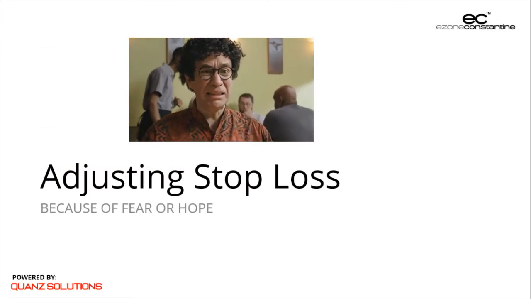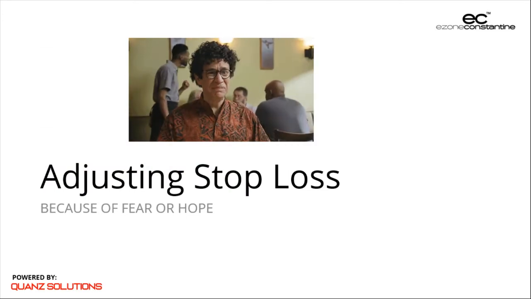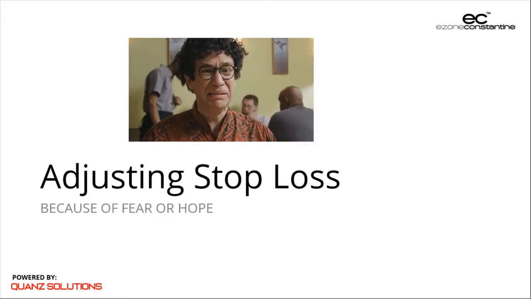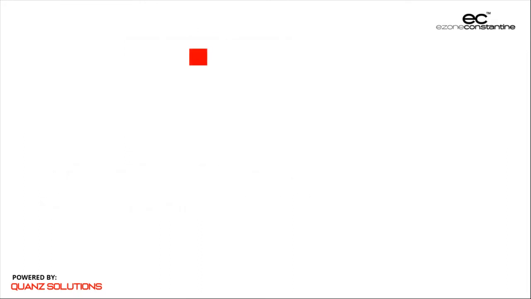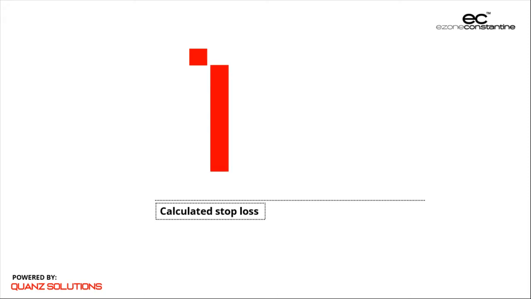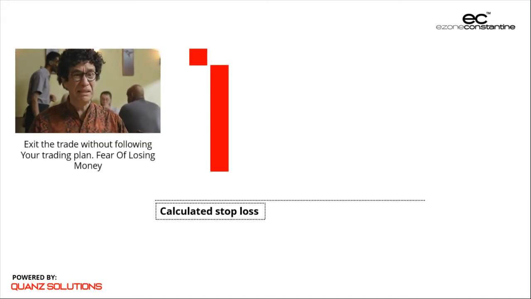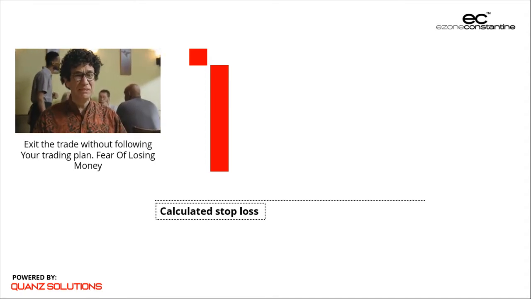Adjusting stop loss. There are 2 reasons why traders adjust stop loss, especially newbies: because of fear or because of hope. So I give you the first situation. This trader already calculated the stop loss and placed it here. There's no judgment, there's no news. This trader was affected by the chart. There's still no news, but suddenly they saw one red candle drop and it's almost near the stop loss.